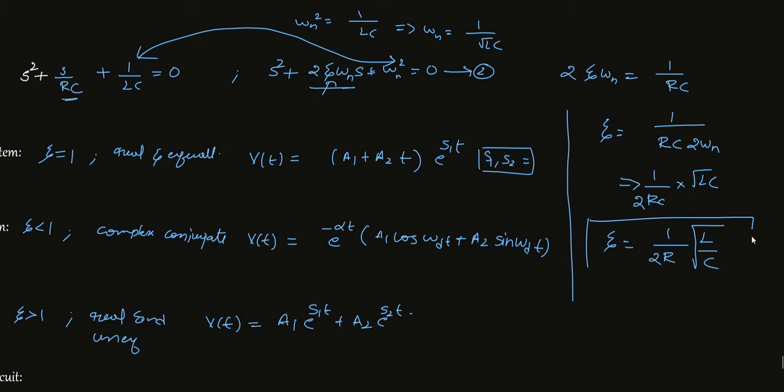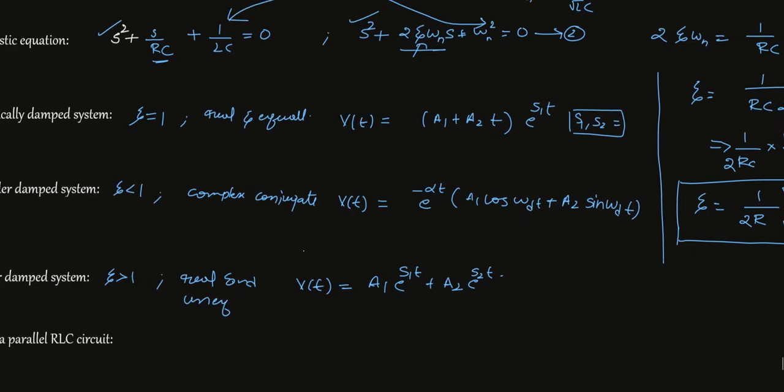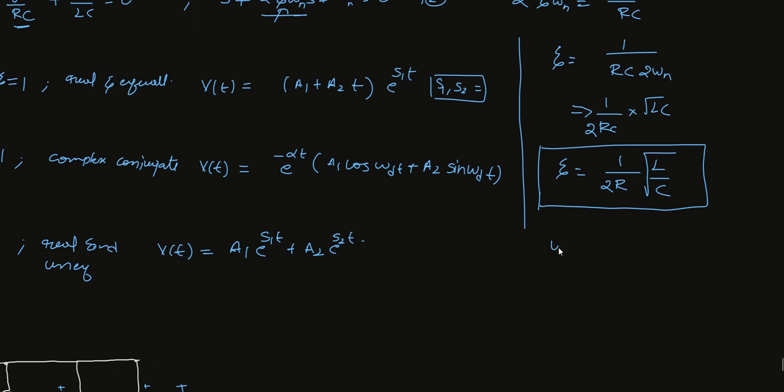This is our zeta value, but there is no need to remember this formula. Just equate this equation with the standard equation, then you will get the zeta value for the actual case. And omega d, I already explained in the previous lecture, is the damped frequency. So omega d is equal to omega n into root over 1 minus zeta square. Here zeta is the damping ratio.